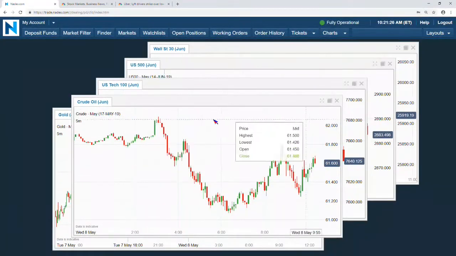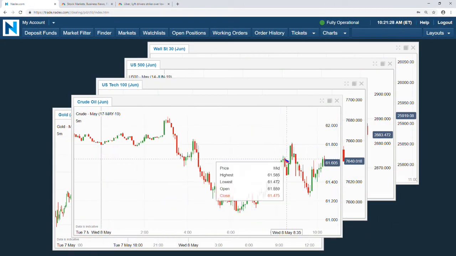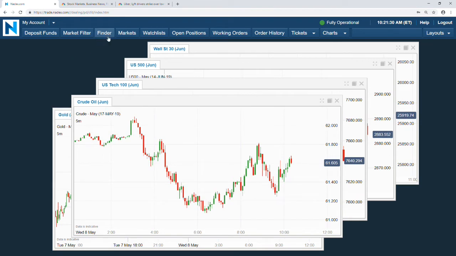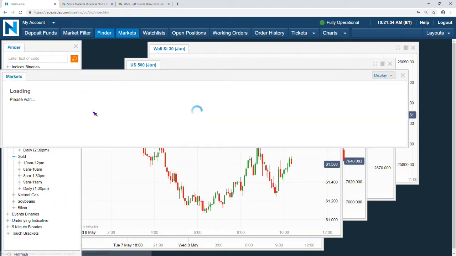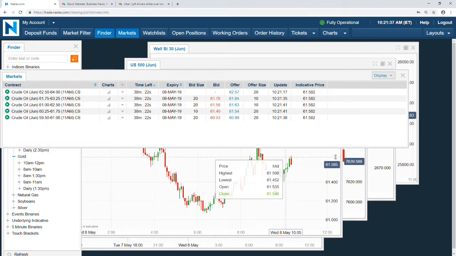Let me pull up crude oil. So there's our crude chart. We're trading right now at 61.60, looking at that June contract. Jumping in, so we'll start with the 11 AMs. Let's see how these line up. So again, 61.60. We're going to have an option of 61.75.